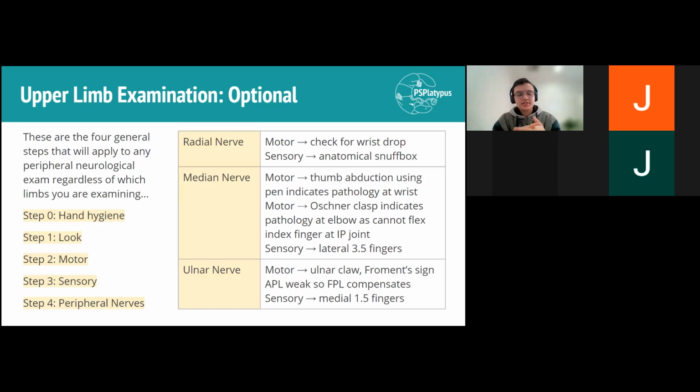And then you've got your sensory innervation. This is just revision. You've got your lateral 3.5 fingers. With the ulnar nerve, you can passively just see, do they have an ulnar claw, which we covered in anatomy. Froment's sign is something I'll show in the next slide, where the APL, so adductor pollicis longus, which is innervated by the ulnar nerve, is weakened because there's no innervation. What consequently happens is that the FPL, flexor pollicis longus, which, if you can, as a challenge, type in the chat if you know what the nerve that innervates that is, will try and compensate. So it's not the ulnar nerve, it's another nerve that will compensate for that. And of course, sensory will be the medial 1.5 fingers.